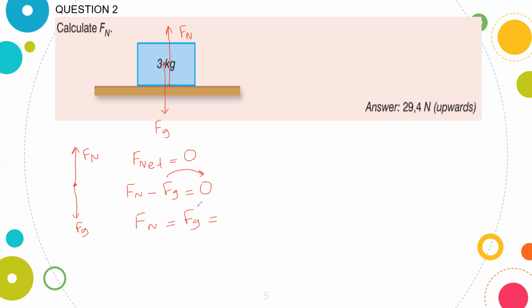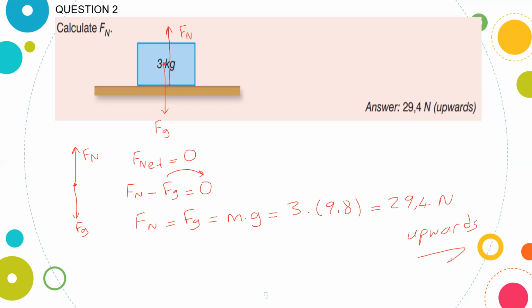From now, people, we know formula of Fg. Fg is gravitational force, other name is weight. We can use m times g. Now m is 3 kgs times by 9.8, and then you are getting 29.4 newtons, direction already here. This is our question 2.